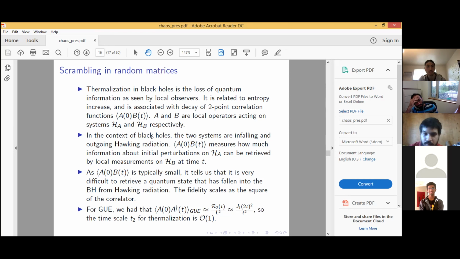Okay, thank you. So in the GUE, we had found that at early times, this correlation function is given by R2 by L squared, which is J1 of 2t squared divided by t squared. So this shows us that the time scale for thermalization in the GUE, which we denote by T2, is order of 1.